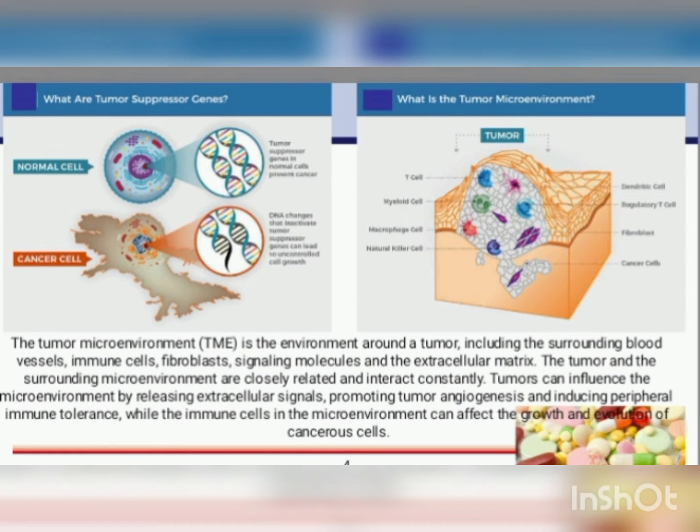What are the tumor suppressor types? In previous slides, we also learned about normal cells and cancer cells. And what is the tumor microenvironment? The tumor microenvironment, TME, is the environment around a tumor, including the surrounding blood vessels, immune cells, fibroblasts, signaling molecules, and extracellular matrix (ECM). The tumor and the surrounding microenvironment are closely related and interact constantly.